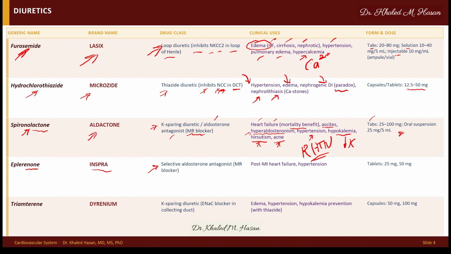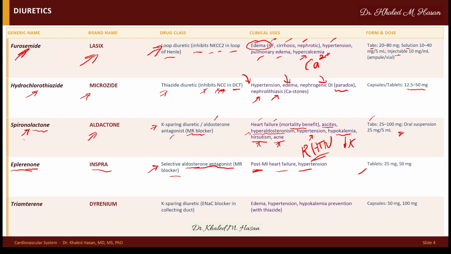This medication is selective aldosterone antagonist, MR blocker. So as you can see here, this one, the spironolactone, does block aldosterone receptor, but not selective. It has anti-androgenic effect. Then we have eplerenone, selective aldosterone antagonist receptor, MR. The eplerenone is used in patients with a post myocardial infarction, heart failure, hypertension. Eplerenone available as tablet, 25 and 50 milligram.